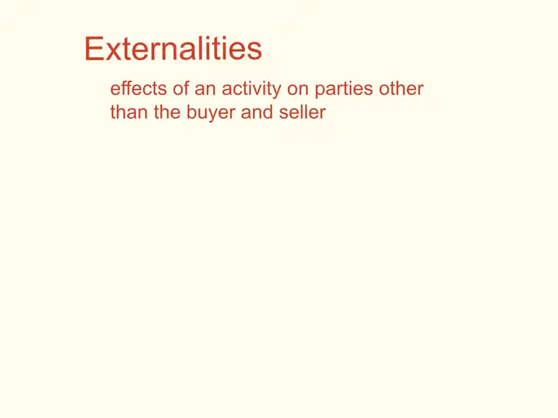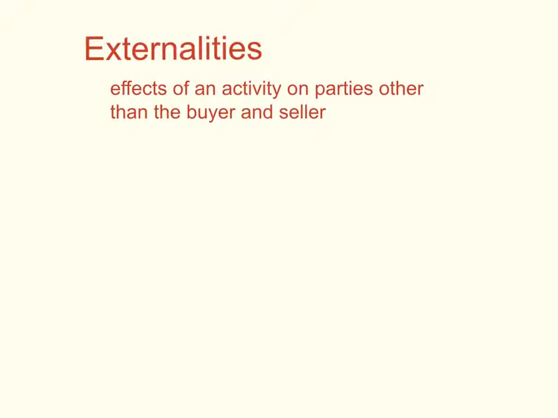If I run a manufacturing plant and I dump polluted water into a river, the parties downstream to me may have negative effects that I do not have to compensate them for, nor do my customers. So the buyer and seller of that activity are not affected, but third parties are. So that's a negative externality. It imposes an external cost.